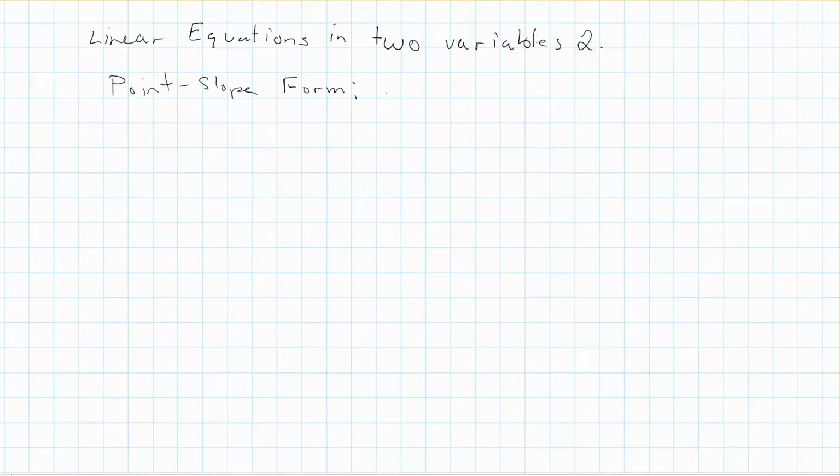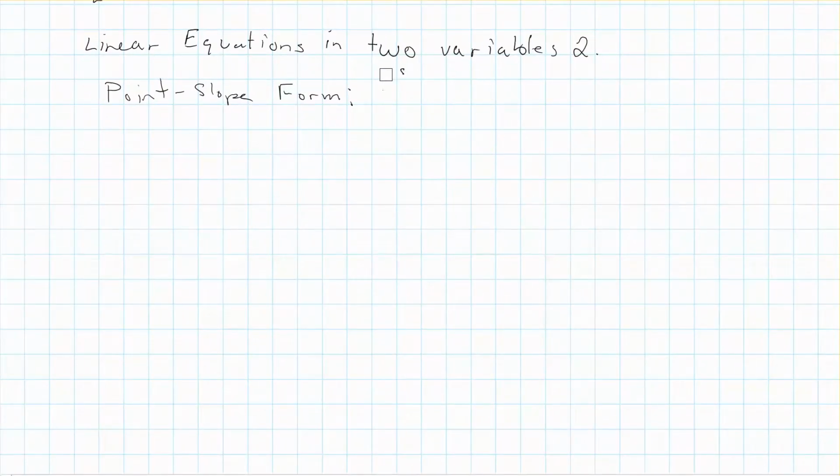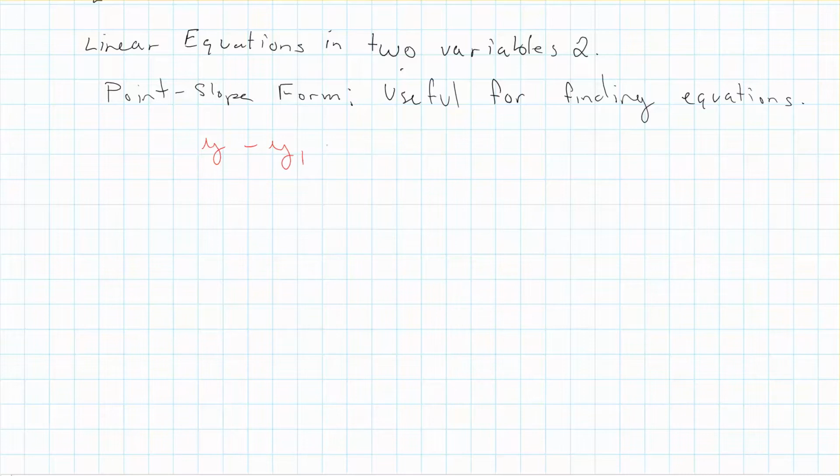And this is useful for finding equations. And so the point slope form is the following. We have y minus y1 is equal to m times x minus x1.